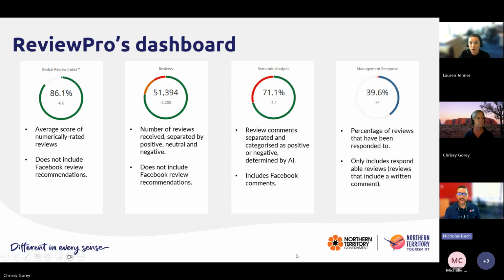The third one is the semantic analysis. So ReviewPro will take every single review that's being tracked for your business. This is including Facebook reviews because they're written reviews. And it's determining every single comment that's made within the review. It's categorizing them and determining through AI if that particular comment is positive or negative. So that is your semantic analysis score.